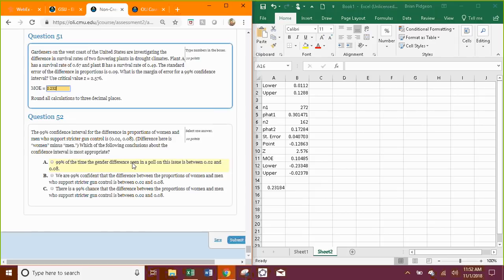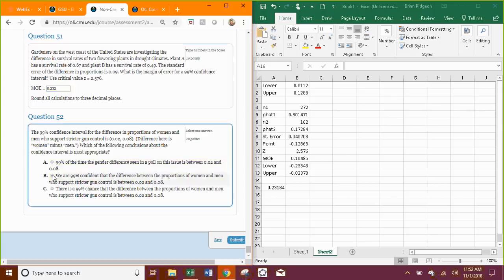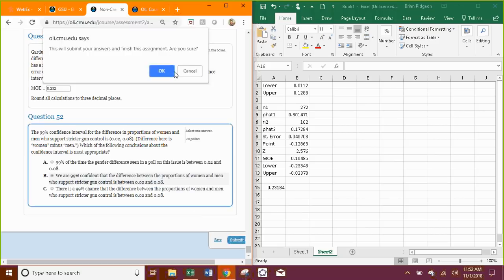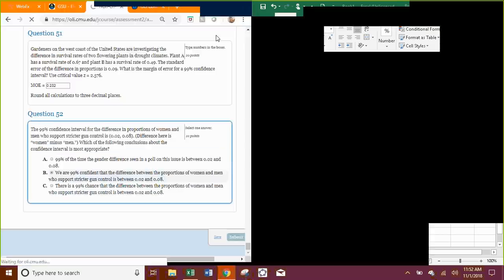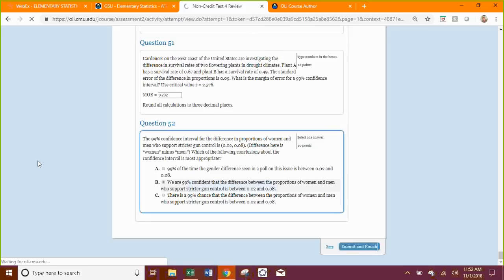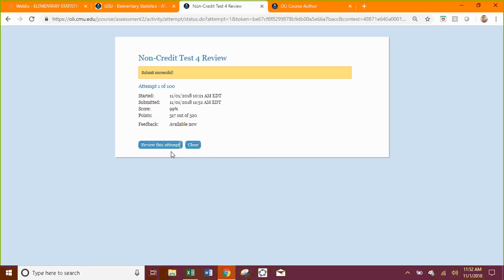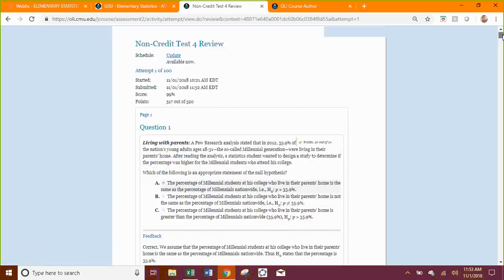Okay, last question. The 99% confidence interval with the difference of proportions of women and men who support stricter gun control is 0.02 to 0.08. Difference here is women minus men. Which of the following conclusions about the confidence interval is most appropriate? Well, how do we interpret a confidence interval? We are 99% confident the difference between the proportions of women and men who support stricter gun control is between 0.02 and 0.08. Just because we're using 2 samples doesn't change the interpretation. We don't talk about any confidence intervals giving us a 99% chance, and that's not right either. So, let's see, how did we do?